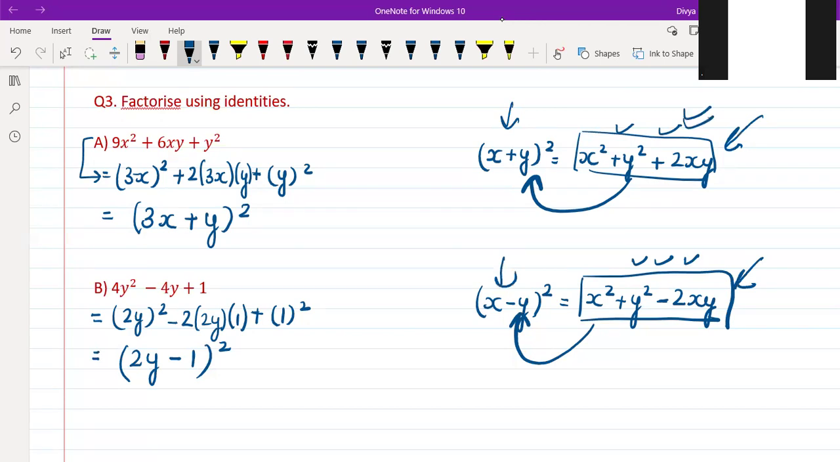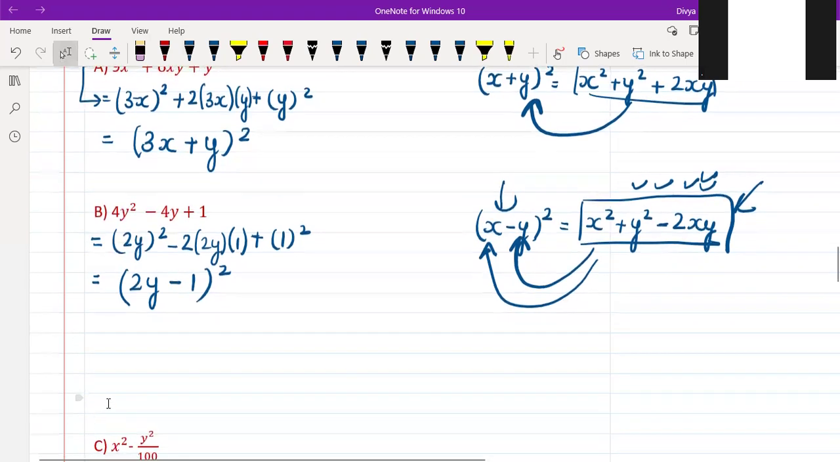We will be making the question in this form, and then we will make it back to this form. So this is our second identity, which we used here: (x − y) whole square is equal to x square plus y square minus 2xy. Let's look for the third part of the question.